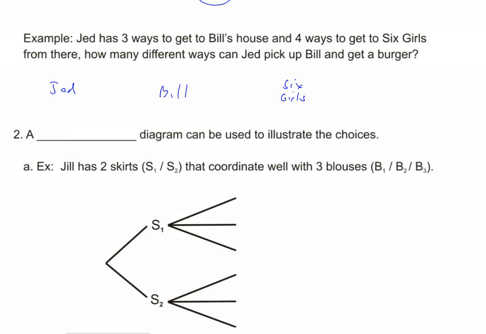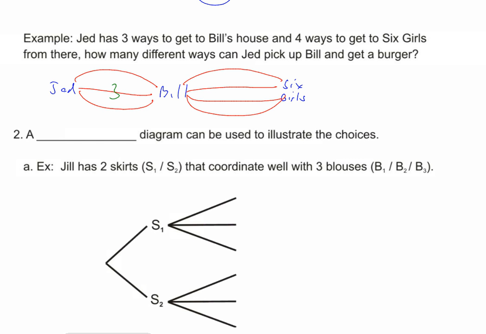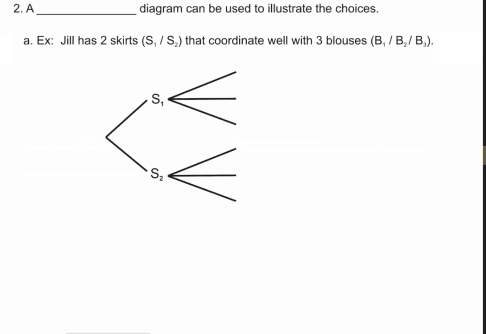All right, so anyhow, there are 3 ways for Jed to get to Bill's house. All right, 3 different ways. And there are 4 ways to go from Bill's house to 6 girls. Therefore, how many different routes can he take from his house all the way to 6 girls, Ashley? It's simply a matter of 3 times 4, and there are 12 ways. And it's that simple. Pretty simplistic concept. Okay? That's all that is. Don't make that hard because it's not supposed to be.